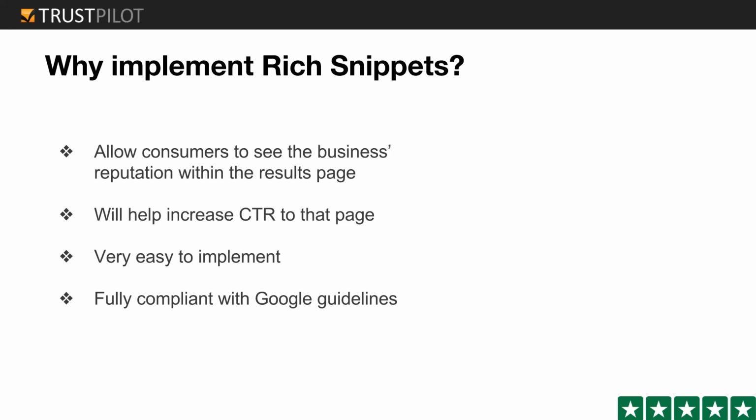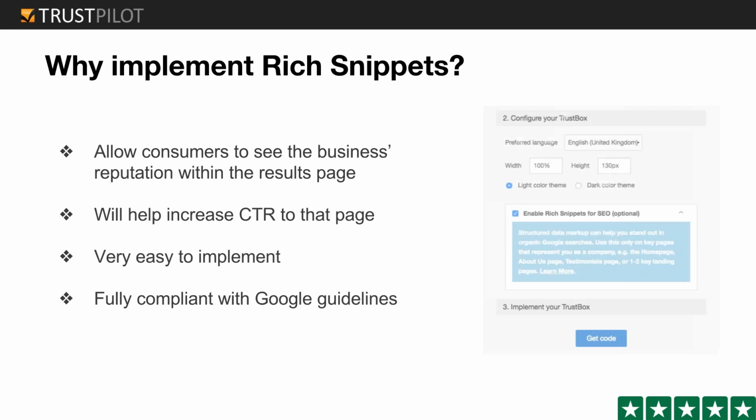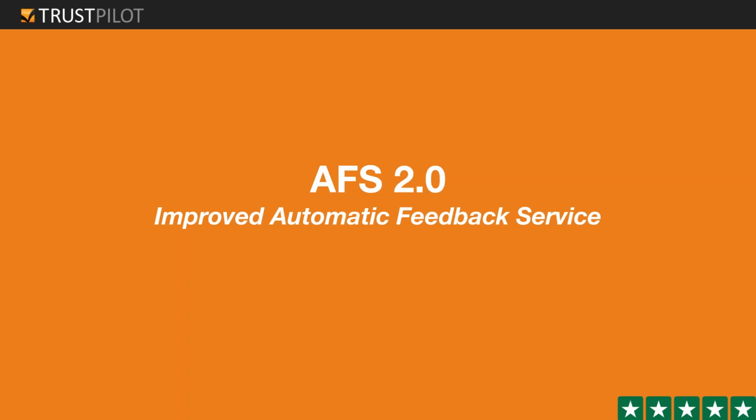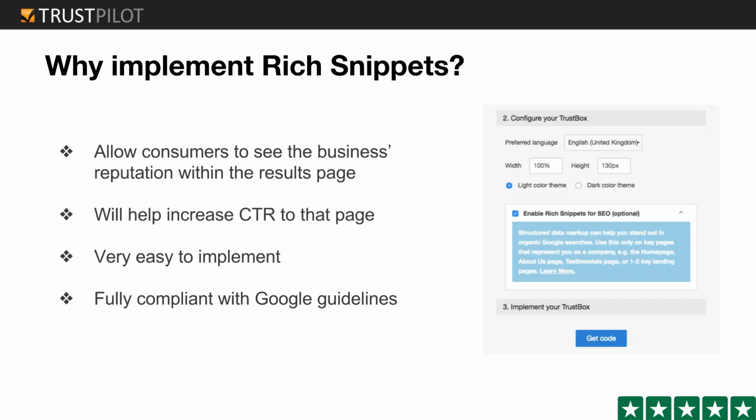So typically, if you think about where reviews appear on a consumer's buying journey, you're going to have to be on a business's website to read reviews and see their rating, or be on maybe a Trustpilot profile page. But this allows a business to showcase their reputation very early on in the consumer buying journey, which really helps with achieving that competitive edge in the organic results, and certainly helps increase click-through rate to that page. So it's very easy to implement.